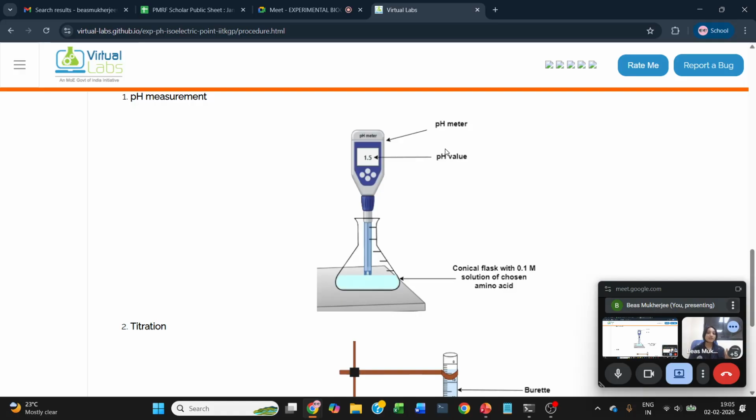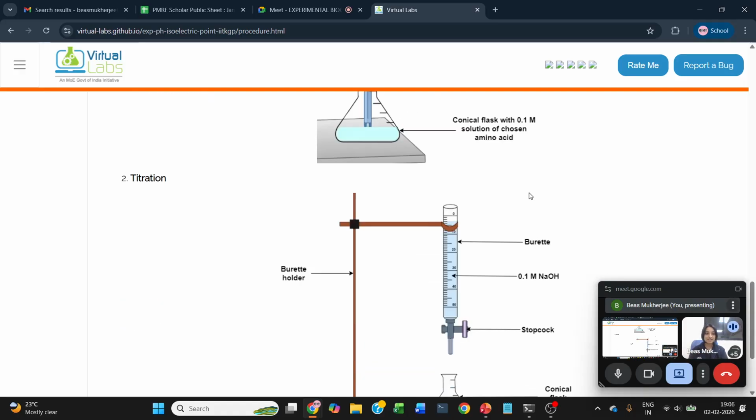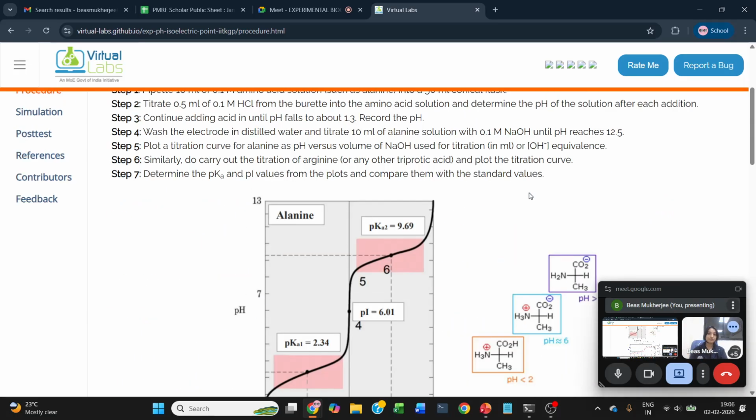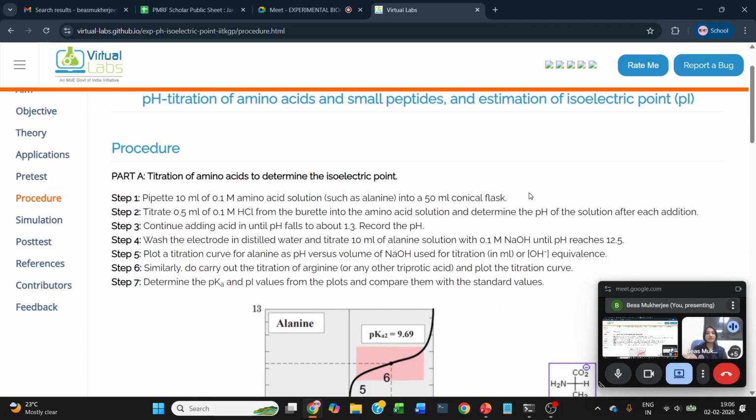You can press Control plus 5 to clear out these things. Okay, if there is any technical glitch, you can use Control plus 5 to refresh, and then whatever is asked here you will follow that, and then you will be able to know how pH titration is actually done.